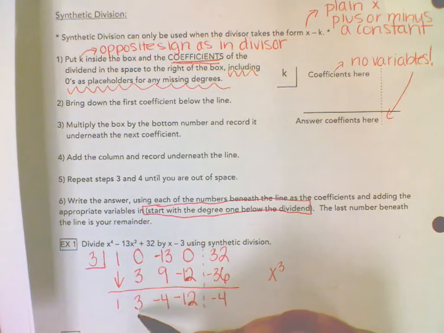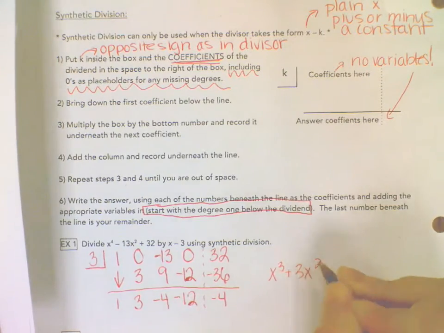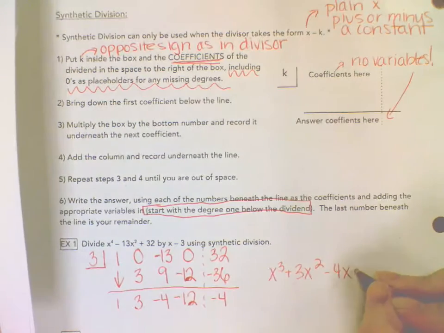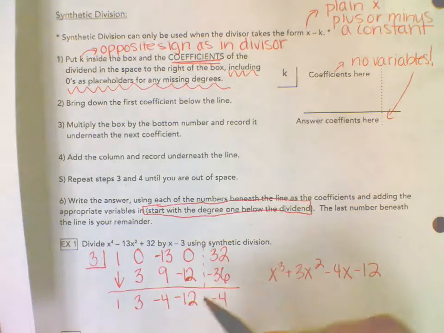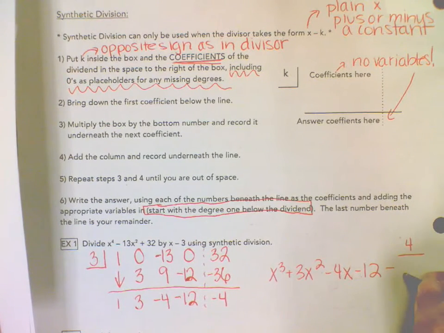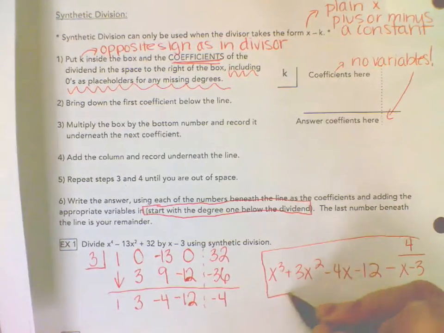Then the next one should be squared, so plus 3x squared. Then minus 4x, minus 12. This vertical line was the remainder separator. Because it's negative, I put a minus, so minus 4 over, and then my divisor was x minus 3. And so this would be my answer.